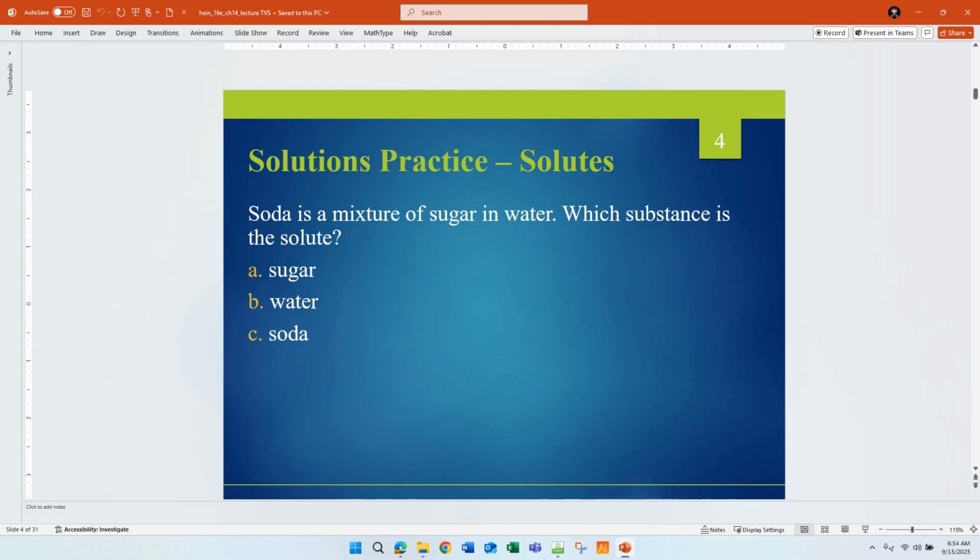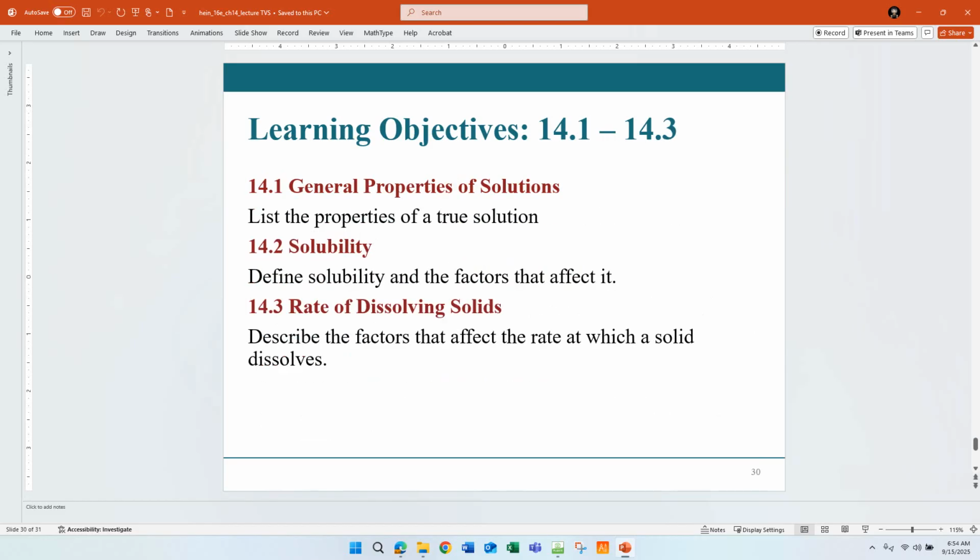This is a practice. Soda is a mixture of sugar and water, and really carbon dioxide, the carbonation. Which substance is the solute? So what's being dissolved in the water? Well, we know that the gas is trapped and forced into the water, but doesn't actually dissolve in the water. So if it's primarily sugar and water, what's being dissolved? Well, it's the sugar.